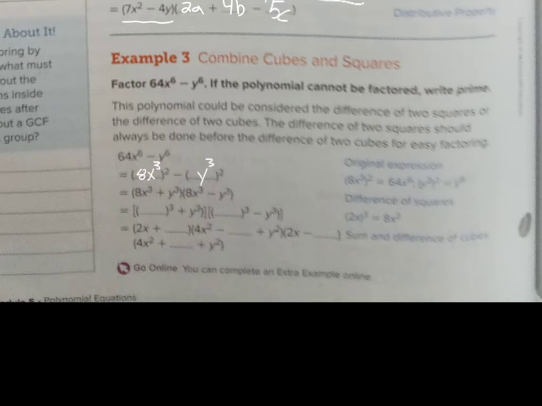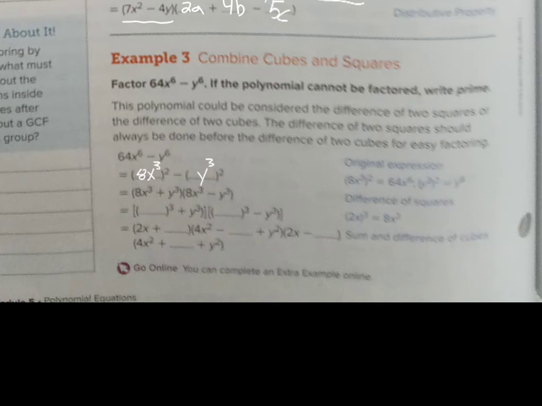Okay, and so then the difference of squares works like this. And we never wrote it out like this. We just said, what's the square root of 64? It's 8. What's the square root of x to the 6? It's x cubed. So you get an 8x cubed here and 8x cubed here. What's the square root of y to the 6? Well, it's y cubed. So you get a y cubed here and here. One gets a plus, one gets a minus. But then we now have a sum of cubes and a difference of cubes.